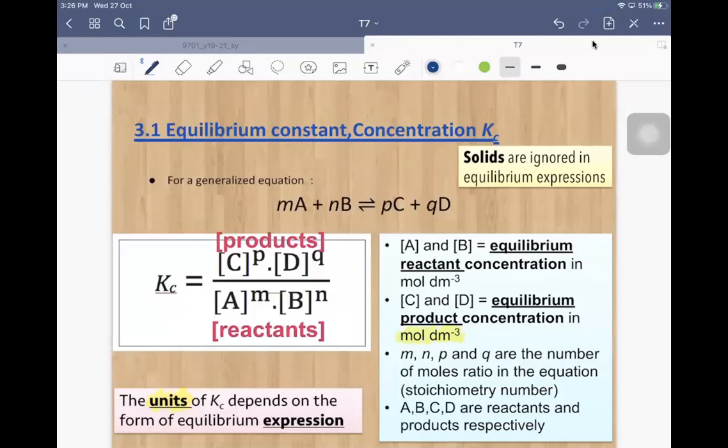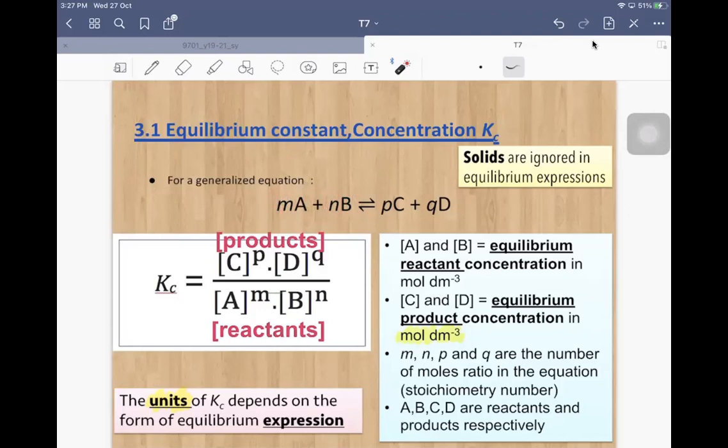In the previous lesson, you have looked at writing the expression for equilibrium constant in terms of concentration. The symbol or the representation is Kc. Usually, to write Kc, we take the concentration of your products raised to the power of its mole ratio, P and Q shown here, over the concentration of your reactants, A and B, raised to the power of its mole ratio respectively.